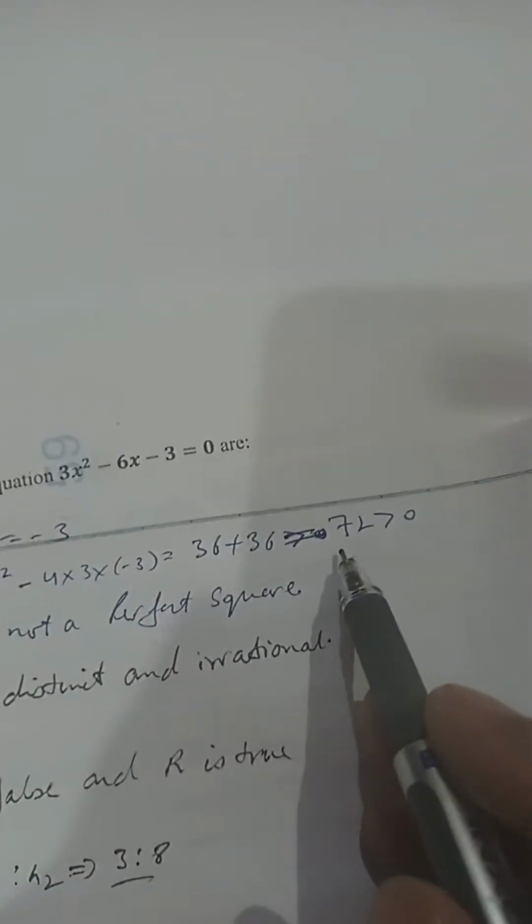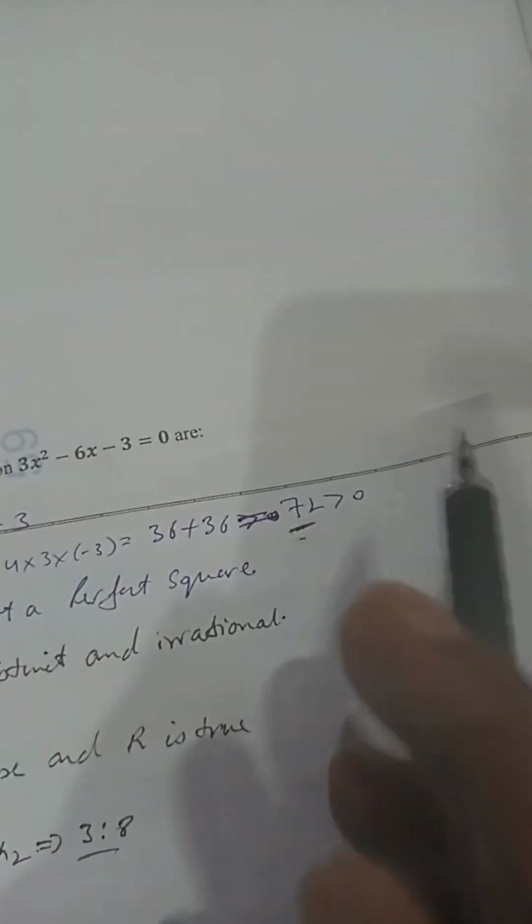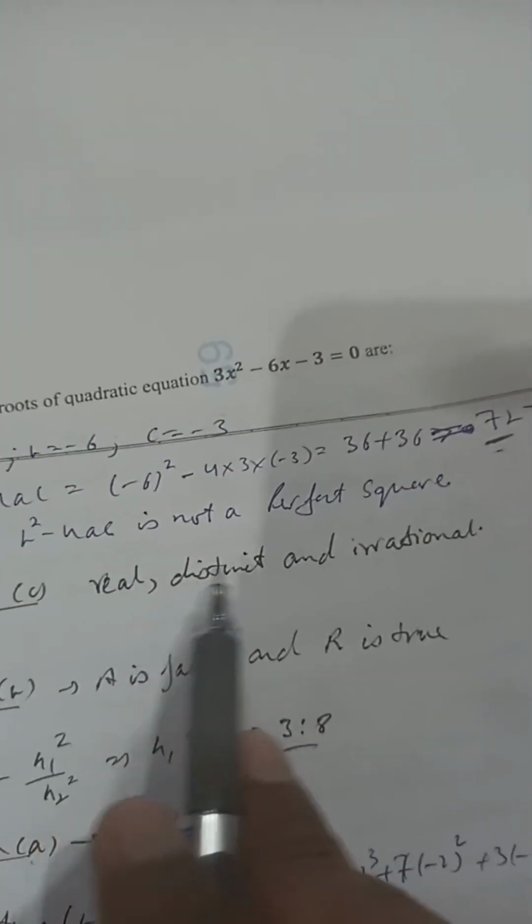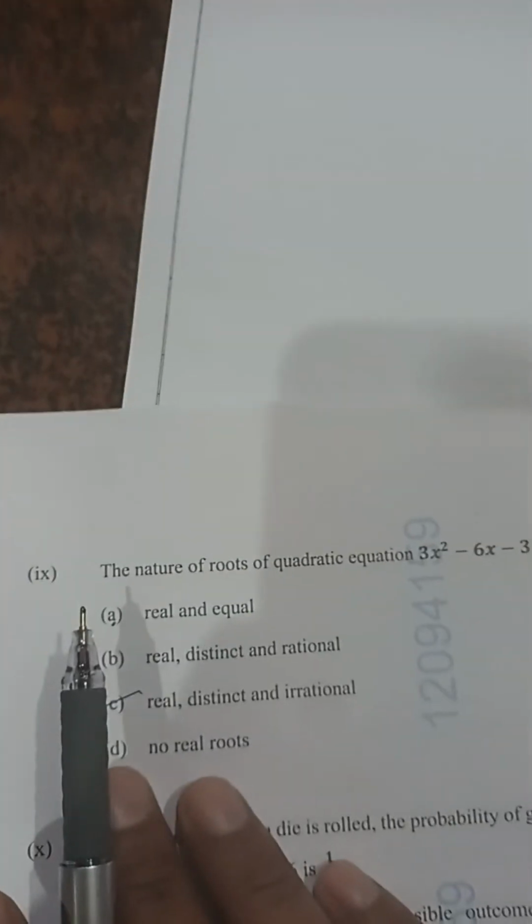That is positive. It means roots are real and distinct. Now here one more option is given for the real, that is rational or irrational. Now see, if b square minus 4ac is not a perfect square, and we know that 72 is not a perfect square, then the roots are always irrational. So the correct option is option C, real, distinct and irrational. So for this ninth part, the correct option is C, that is real, distinct and irrational roots.